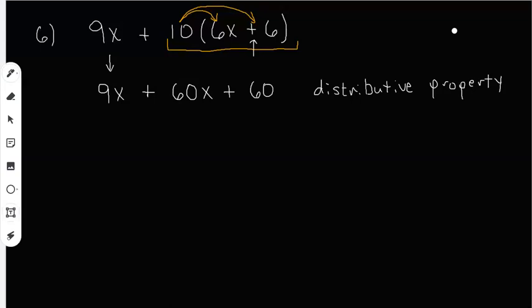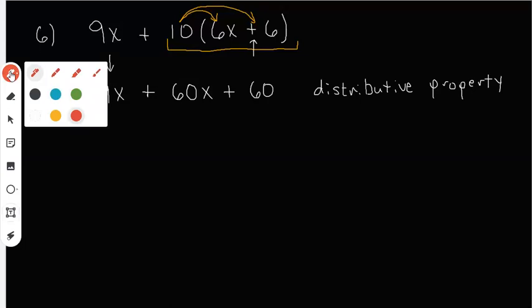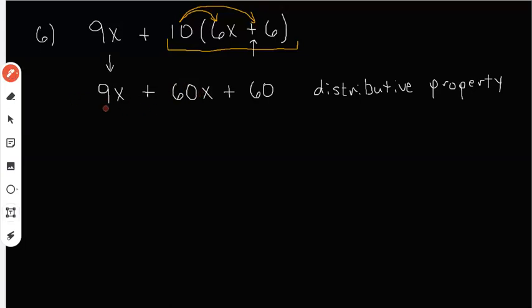Okay, so now do you see what like terms we have? I want you to notice that the 9x and the 60x both end in the same variable, right? They both end with an x. That means that they're like terms, right? And if they're like terms, we can add them or subtract them. So what's 9x plus 60x? That's going to give you 69x. So I just combine like terms. There's a plus right here and a 60 right here. So I'm going to bring that down to my final answer. And I'm done.